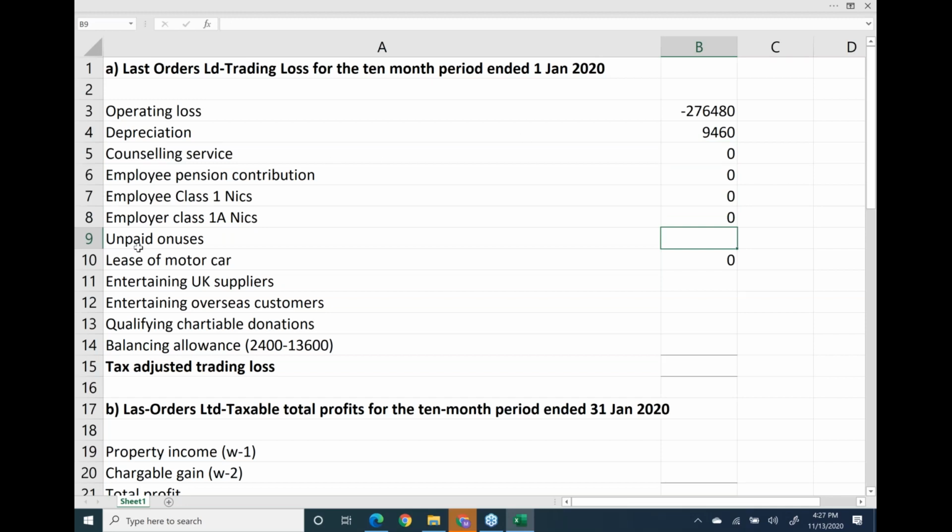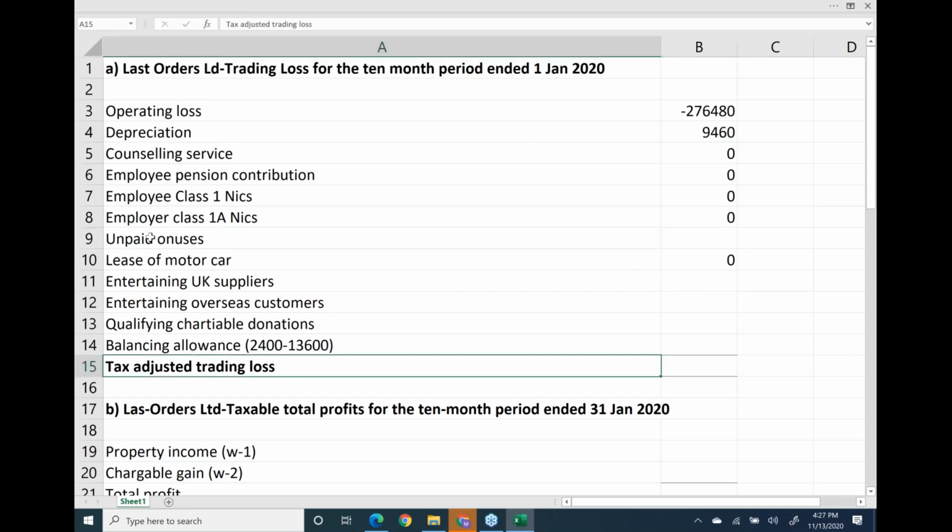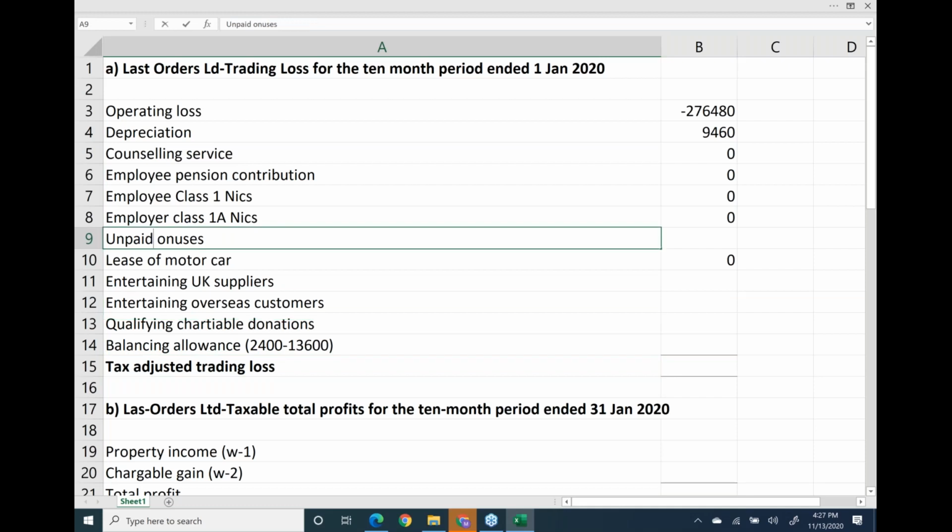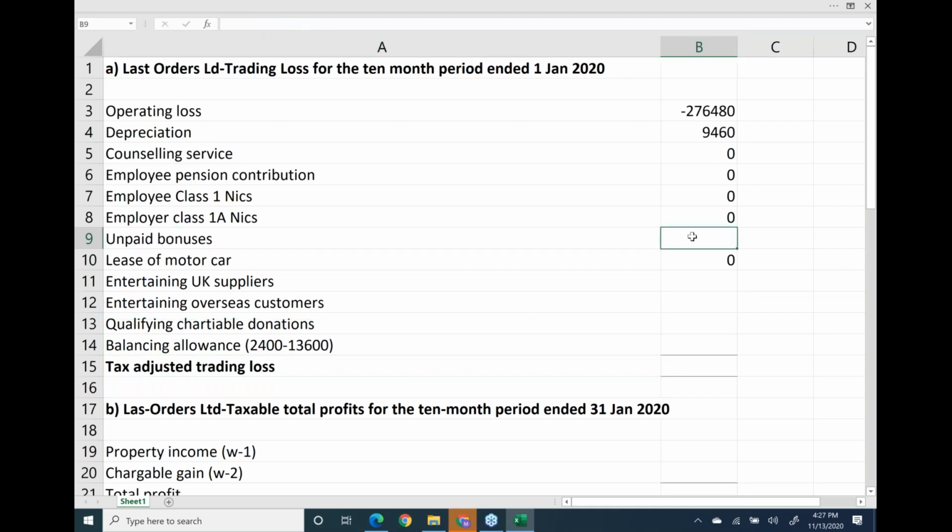Now unpaid bonuses. Hope you remember, as the bonus will not be paid, we are not going to pay these bonus within 9 months from the end of the accounting period, so that's not allowed. Such bonuses are not allowed. I just told you that bonus is 10,400.